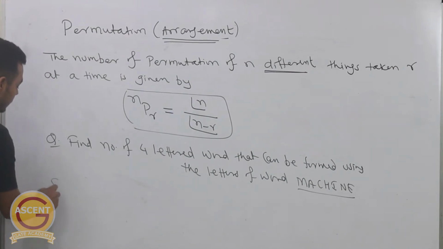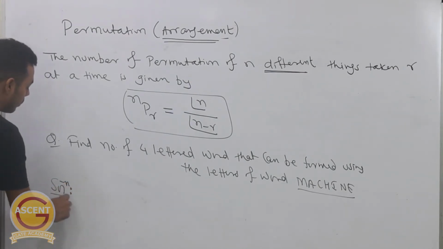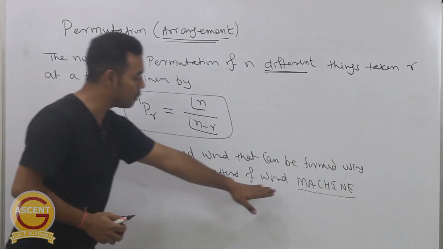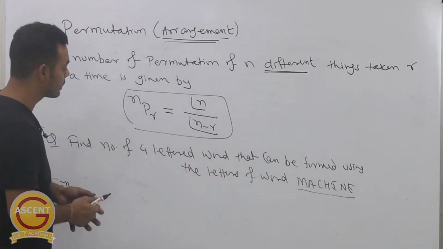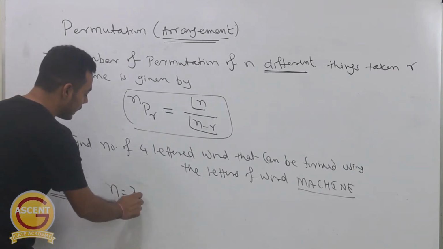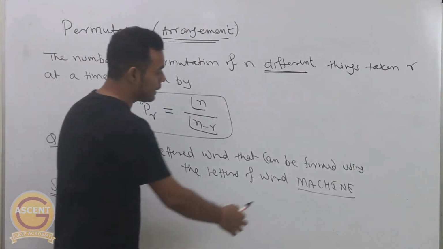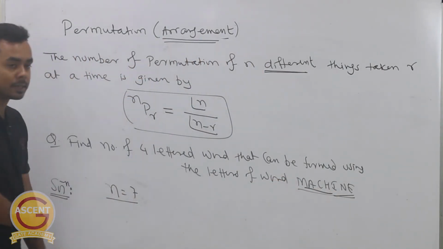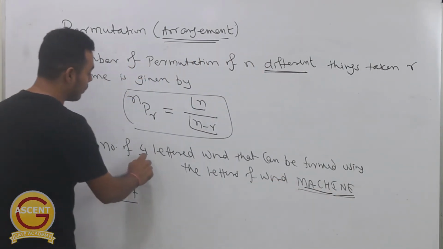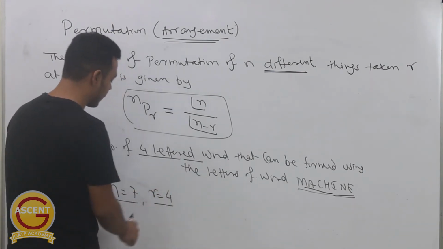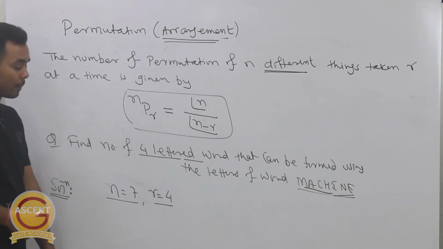Now the question is, word formation is an example of permutation. Okay, here we have to arrange 4 out of these 7 letters. M-A-C-H-I-N-E. So total 7 letters are there. So this means n is 7. Now we have to form 4-lettered words. So this means in place of r you have 4. n is 7, r is 4.